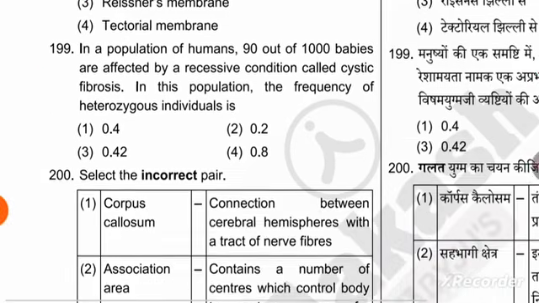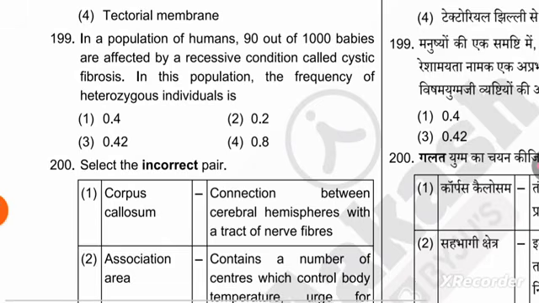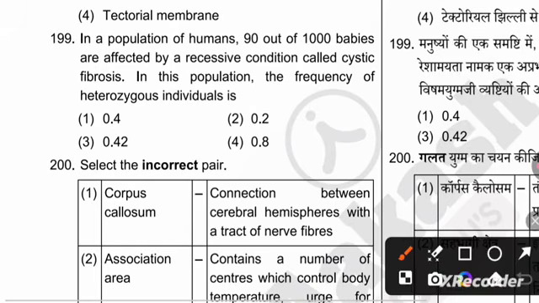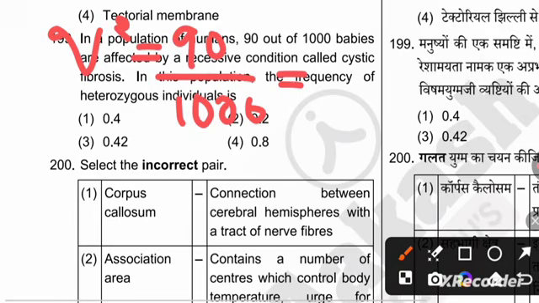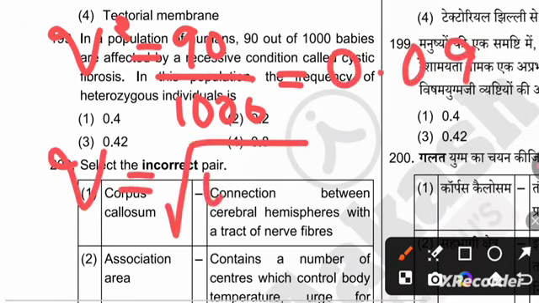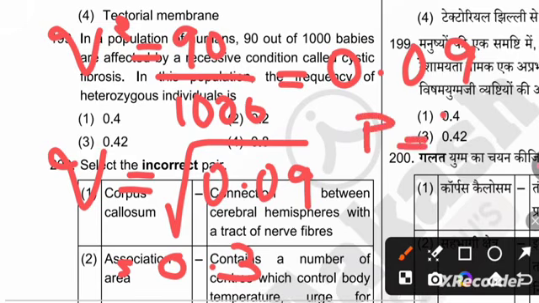199th question. In a human population, 90 out of 1,000 babies are affected by a recessive condition called cystic fibrosis. In this population, the frequency of the heterozygous condition is? So if you consider the (p + q) whole square formula, q square is 90 among 1000. If you take this ratio, q square is around 0.09. To find q, it is the root of 0.09. So q you will get as 0.3. To find p, it is 1 minus q, 1 minus 0.3 is 0.7. So p is 0.7 and q is 0.3.